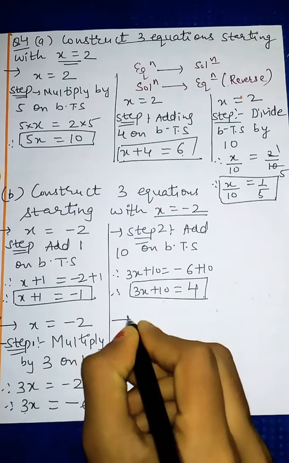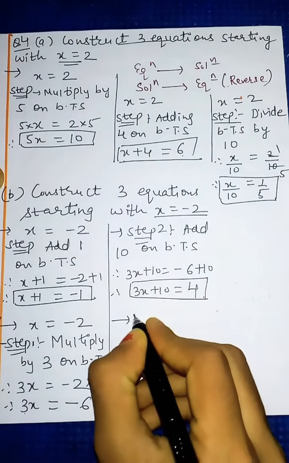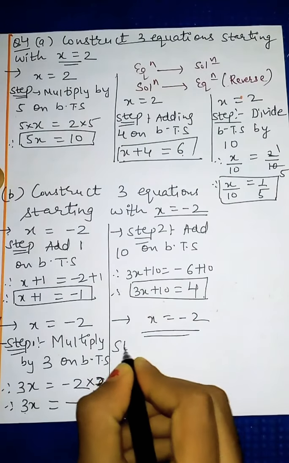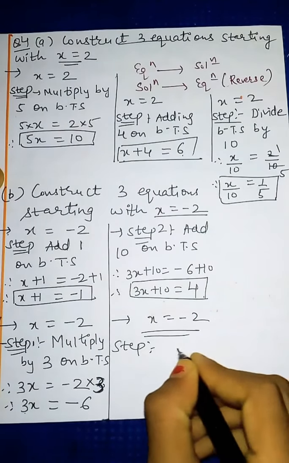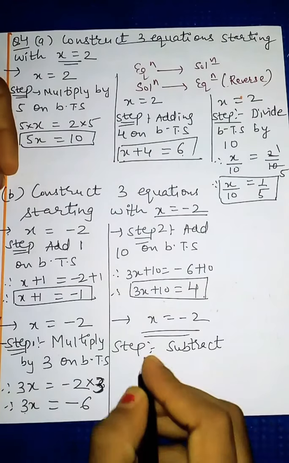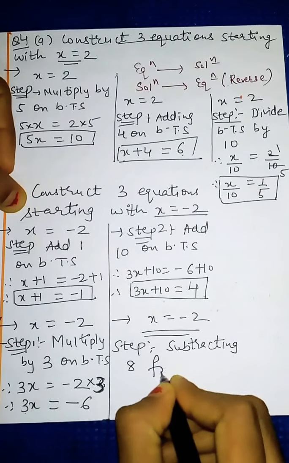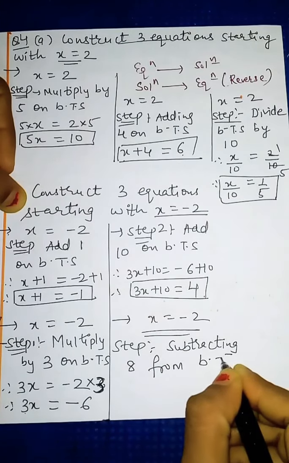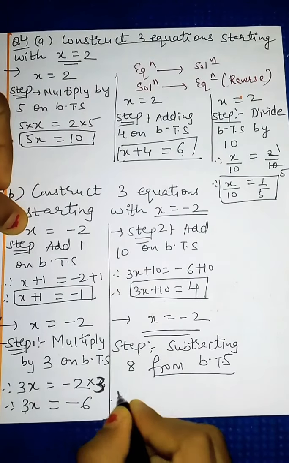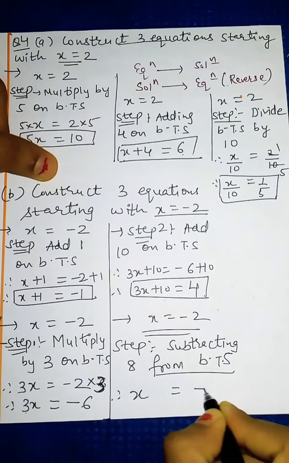Now the third equation, I hope you understood. The third equation you can make on your own. Again the value is x equal to -2. Now I want to do subtraction. Any number you can take, so I am subtracting 8 from both the sides. So my value is x equal to -2.